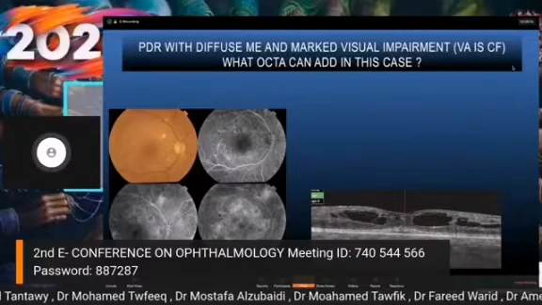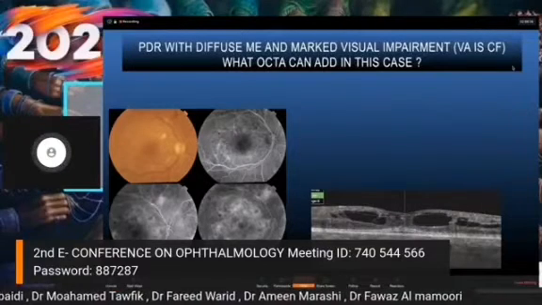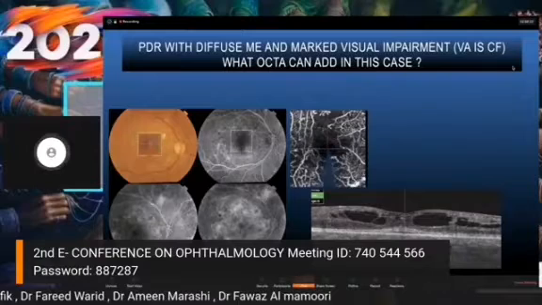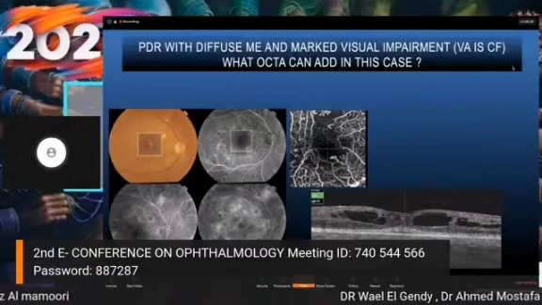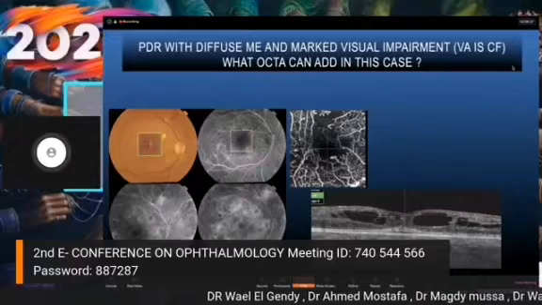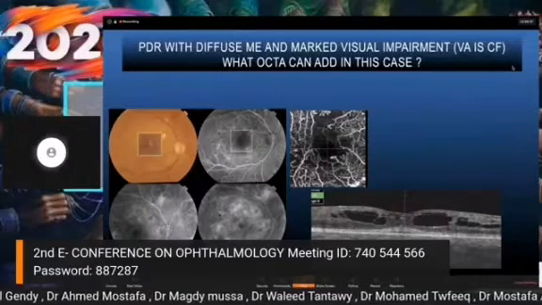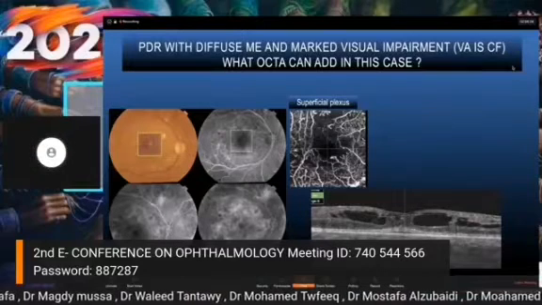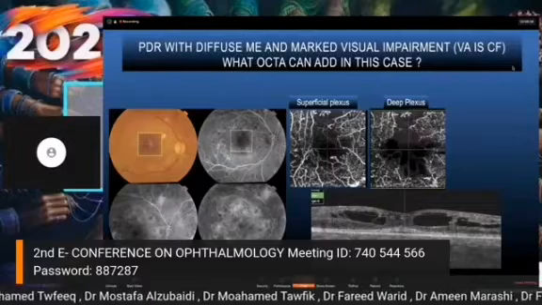Now, I can use OCTA in such cases to prove what is going on in there. So look at the superficial plexus. This is a 3 by 3 millimeter cube, highlighting the central fovea and the surrounding area. And we can see how much ischemia at the level of the superficial plexus and much more ischemia at the level of the deep plexus.